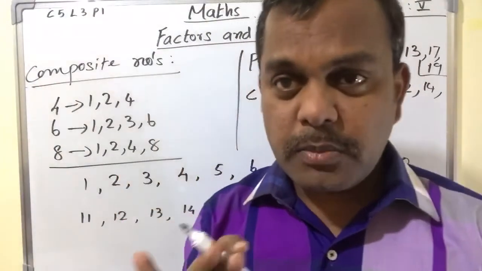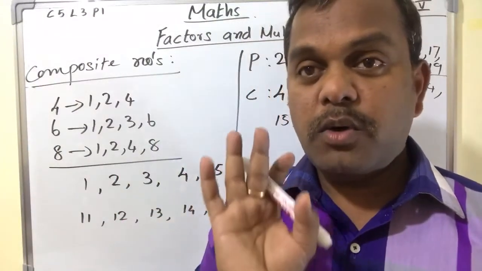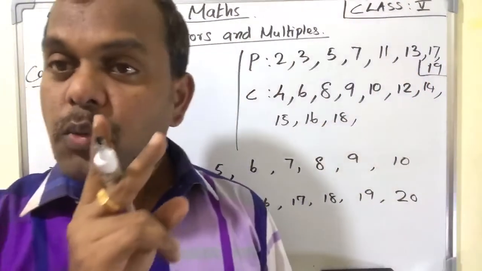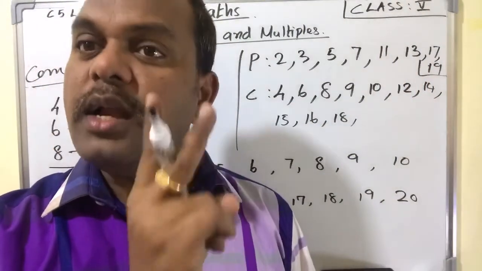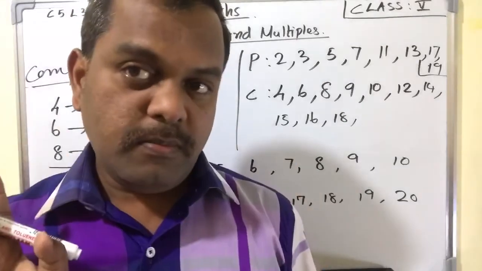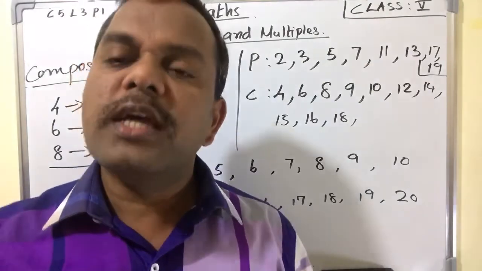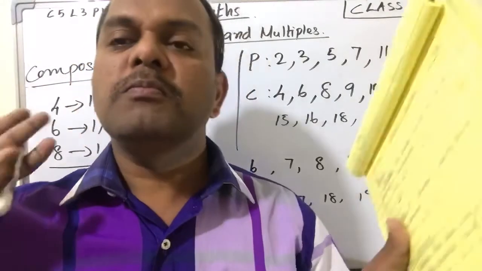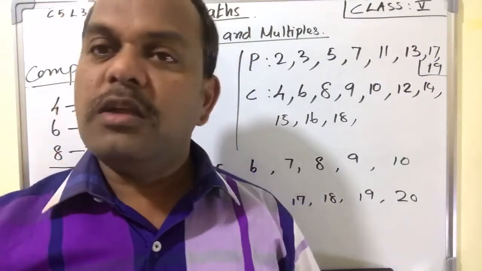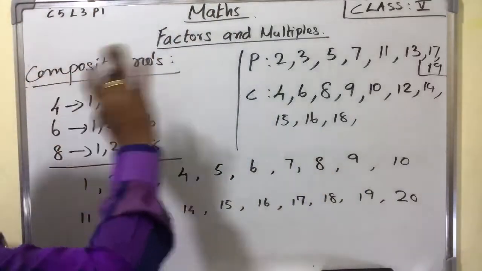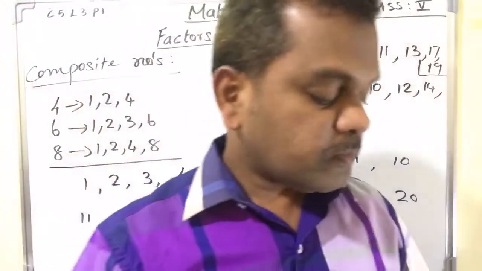One more time I will explain what is a prime number and what is a composite number. Prime number means you should have only 2 factors, one and the number itself. Understood? Composite means more than 2 factors, any number more. Okay, understood what is a prime number and what is a composite number?